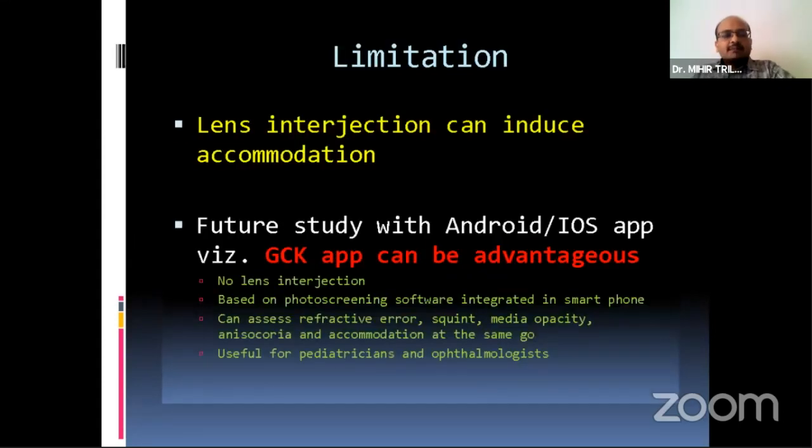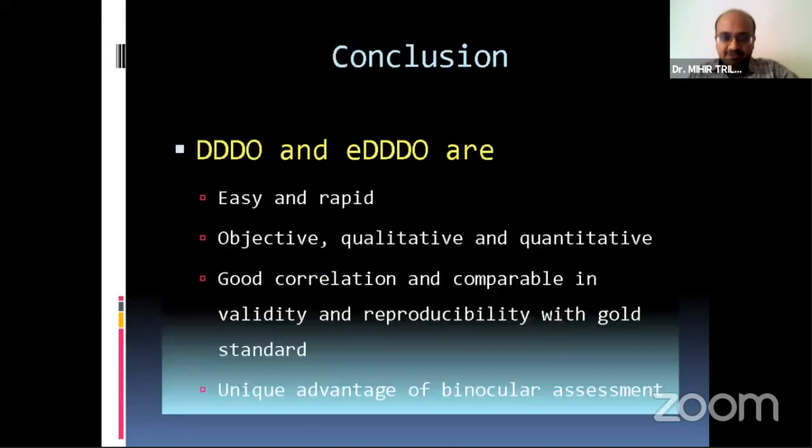The limitation of either of these two methods, EDDDO or EDR, is interjection of the lens, which itself can induce accommodation and produce falsely higher values of response accommodation in children. Hence, it is necessary that we do a quick interjection and removal of the lens while we apply this test. In future, studies can be performed using a non-interjection method, using a mobile app such as a GCK app, which is more like a photo screener method of performing the same test.